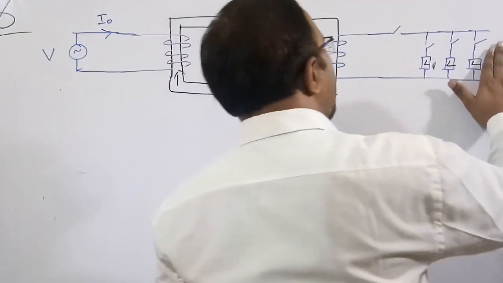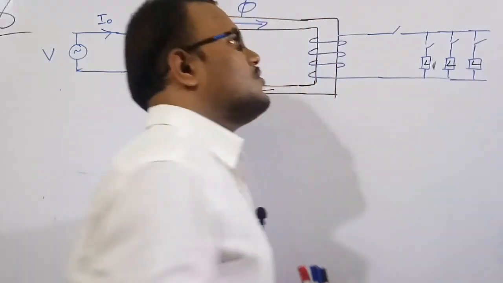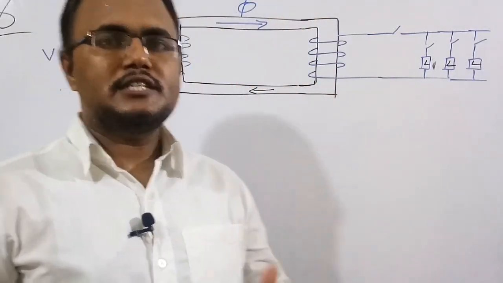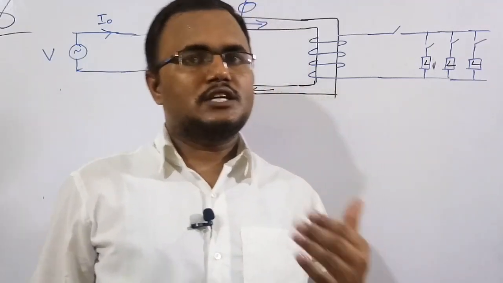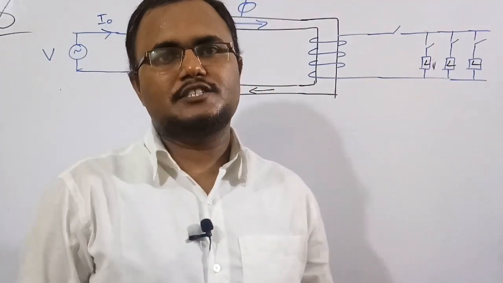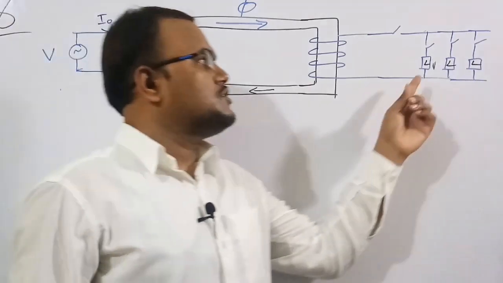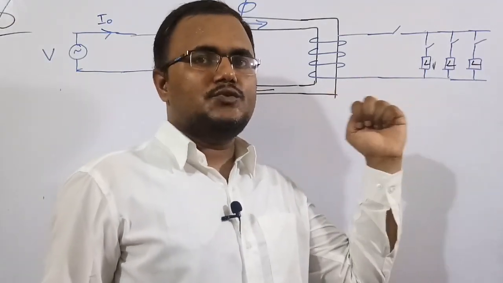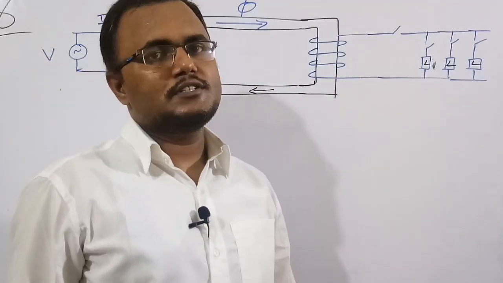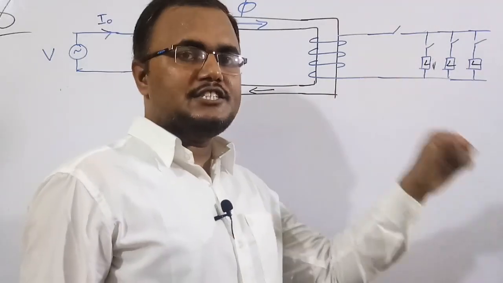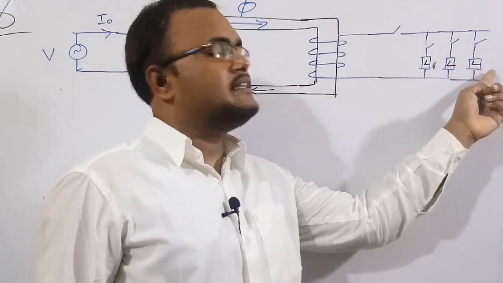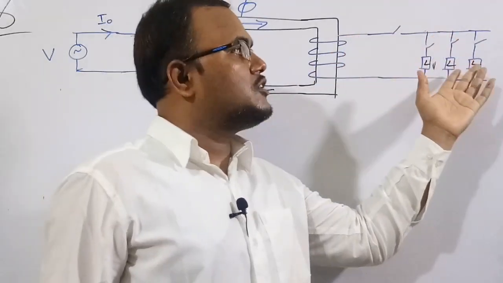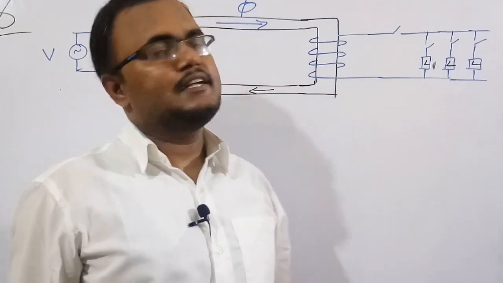I am keeping 3 loads in parallel because if you see near your home, there is a transformer, and all the houses connected to it are in parallel connection. Suppose one home gets a short circuit, the current in that home is 0. But even in that condition, the other homes are going to get the voltage because they are connected in parallel, so the other homes can still get the same current.